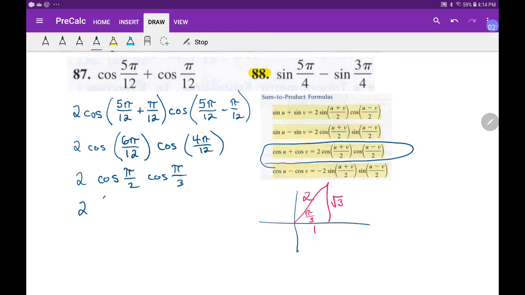2 times the cosine of pi over 2. What is that? Oh man, that's 0. So this was all for nothing? Is that what you're telling me?